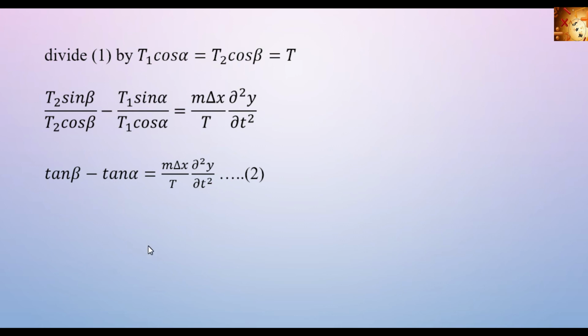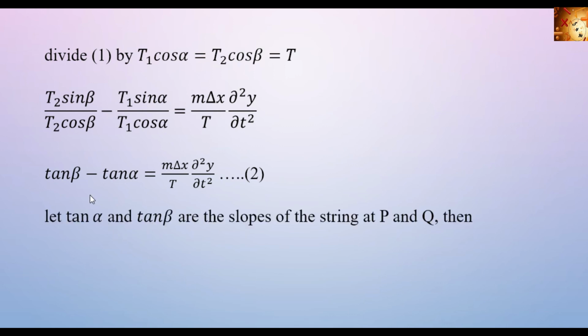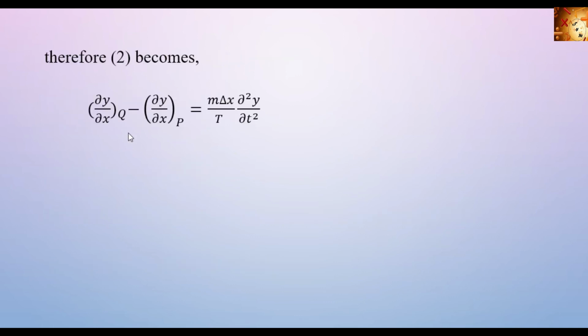They are the slopes at the point P and Q. Okay, what is the slope? That is the first derivative. So tan alpha is dou y by dou x at the point P and tan beta will be dou y by dou x at the point Q. So our second equation will be rewritten as dou y by dou x at Q minus dou y by dou x at P equal to m delta x by T into dou square y by dou t square.